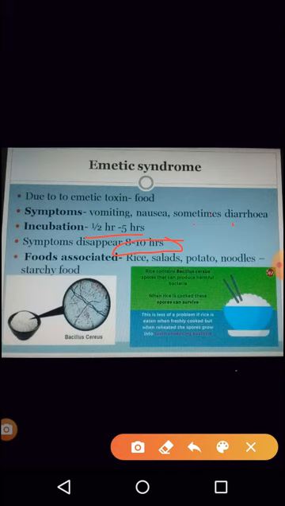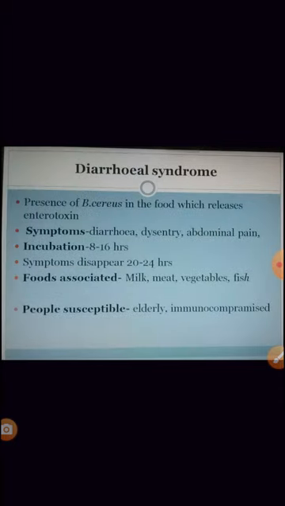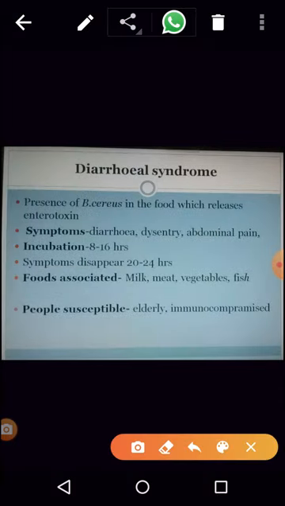As I already told you, rice, salads, potato, noodles, or starchy foods are associated with this. Since this organism is present in soil, all the vegetables, since they are definitely grown in the presence of soil, easily get the organisms, or the spores of this organism get transferred onto the skin or the food surface.